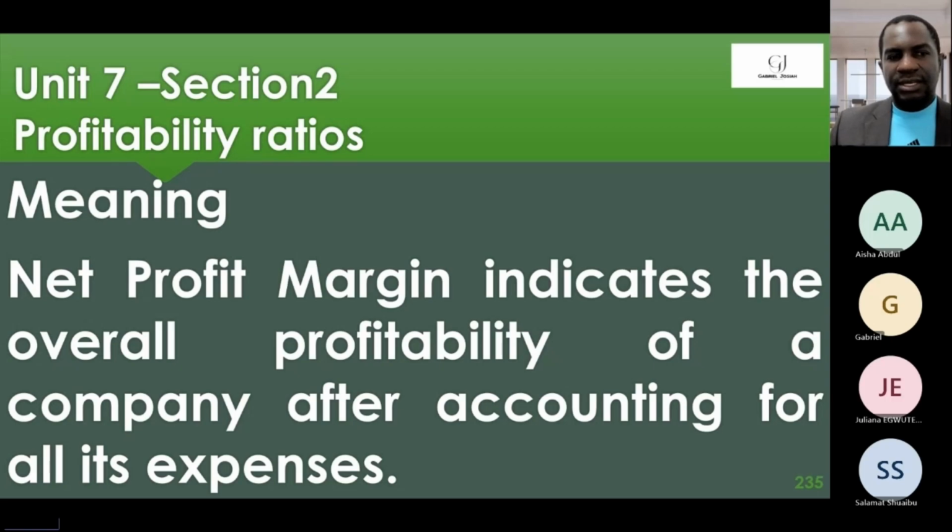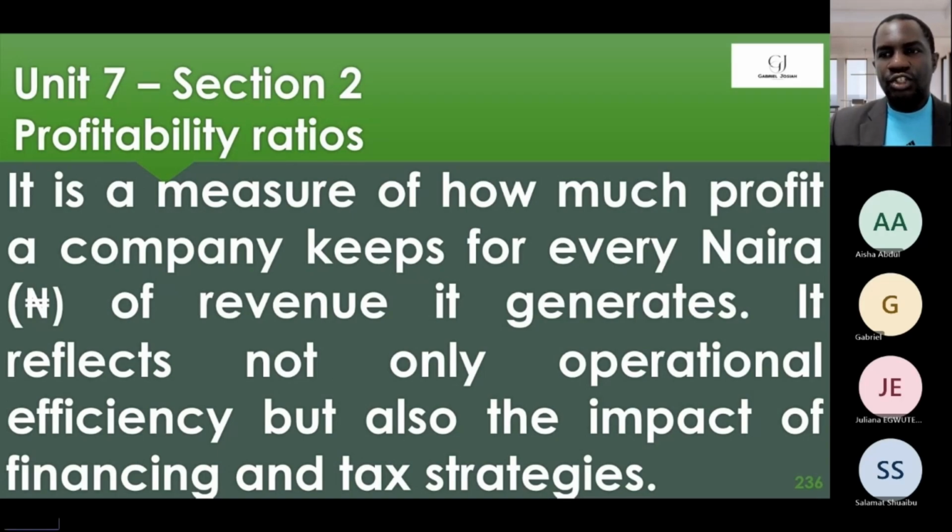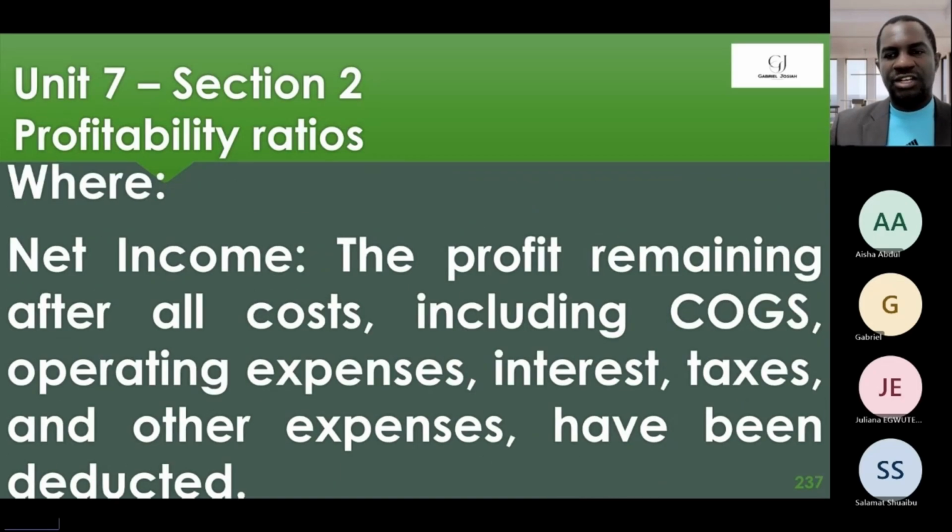So what does it mean? The net profit margin indicates the overall profitability of the company after accounting for all its expenses, whatever the nature of its expenses are. It is a measure of how much the company keeps for every naira of revenue it generates. So from the first naira down to the last expense, tax, it reflects not only operational efficiency, but the impact of financing and tax strategy. The net income is the profit remaining after all costs, including cost of goods sold, operating expenses, interest, taxes, and other expenses have been deducted.